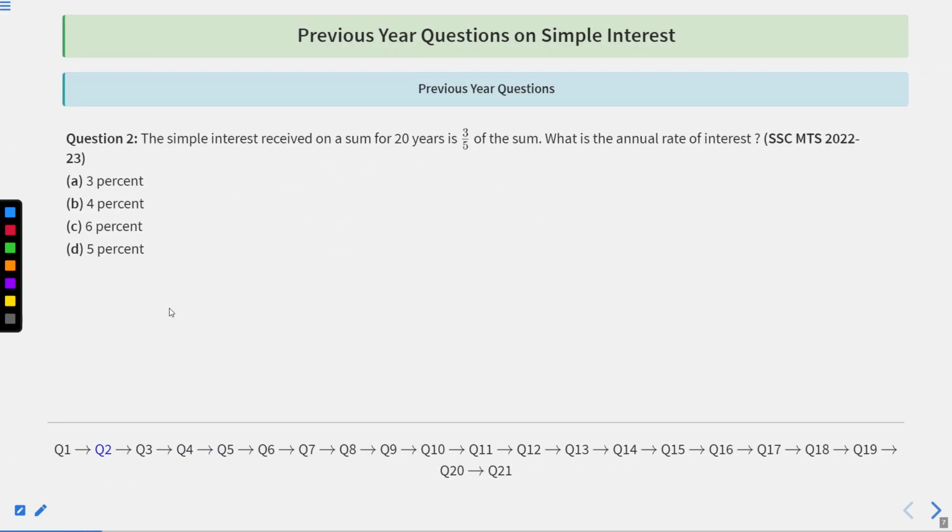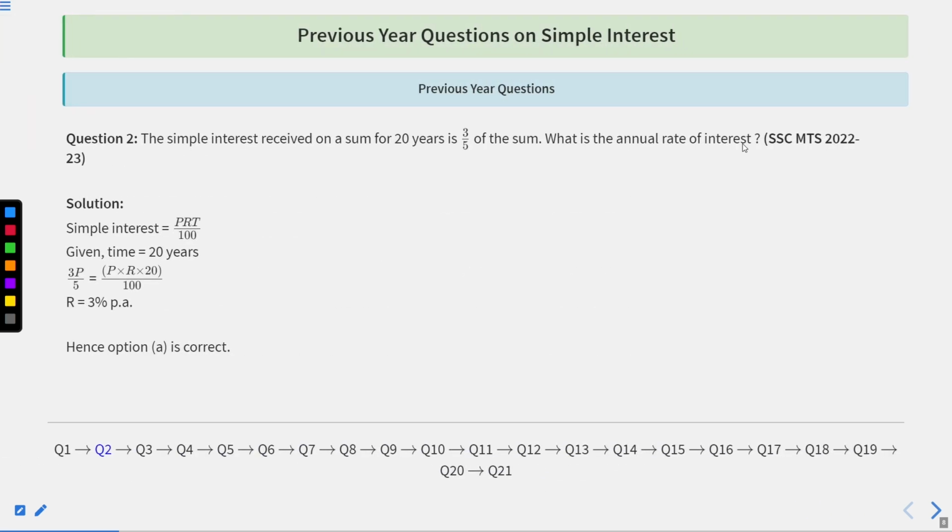Question number 2. The simple interest received on a sum for 20 years is 3 upon 5 of the sum. What is the annual rate of interest? So the solution: simple interest is equal to PRT upon 100. Given time equal to 20 years. So 3P upon 5 is equal to P into R into 20 upon 100. So R is equal to 3% per annum. So the option correct here is option A.